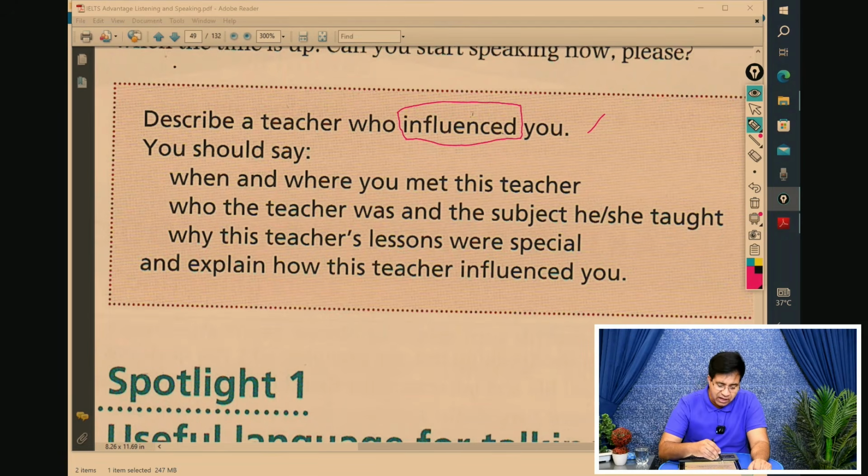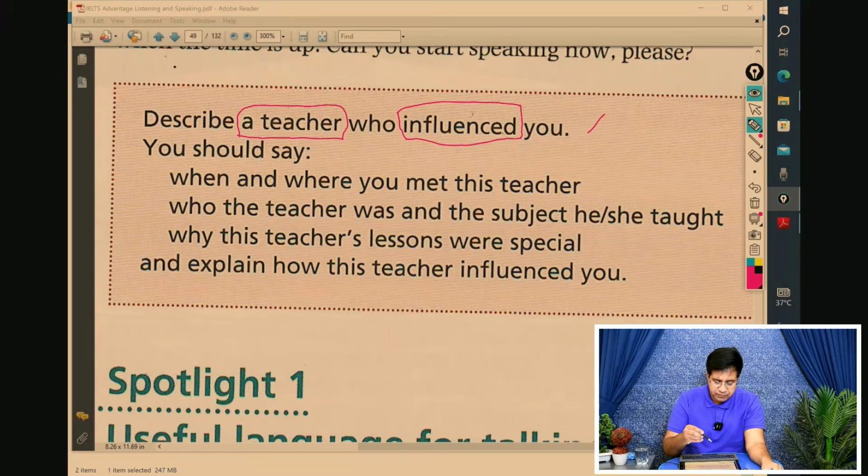Second, they are asking me to describe a teacher. So a teacher who influenced me. So I need to think about a teacher who influenced me, right? So tense is past, topic is a teacher who influenced me. Now when they've used the past tense, it means you can talk about any teacher who taught you in your school, college, university and all that stuff.